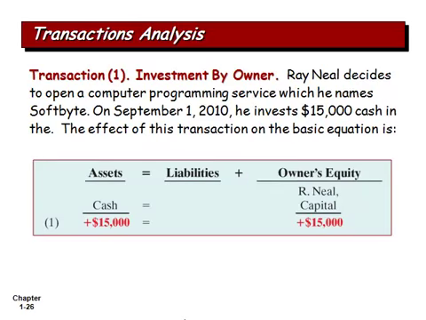So we're going to run through some transactions here. Transaction 1, Ray Neal wants to open a computer programming business. He calls it SoftBite. He invests $15,000 cash in the business. So we increase cash by 15 and we increase owner's equity by 15. No liabilities yet, but our accounting equation is still in balance. Assets equals liabilities plus owner's equity.